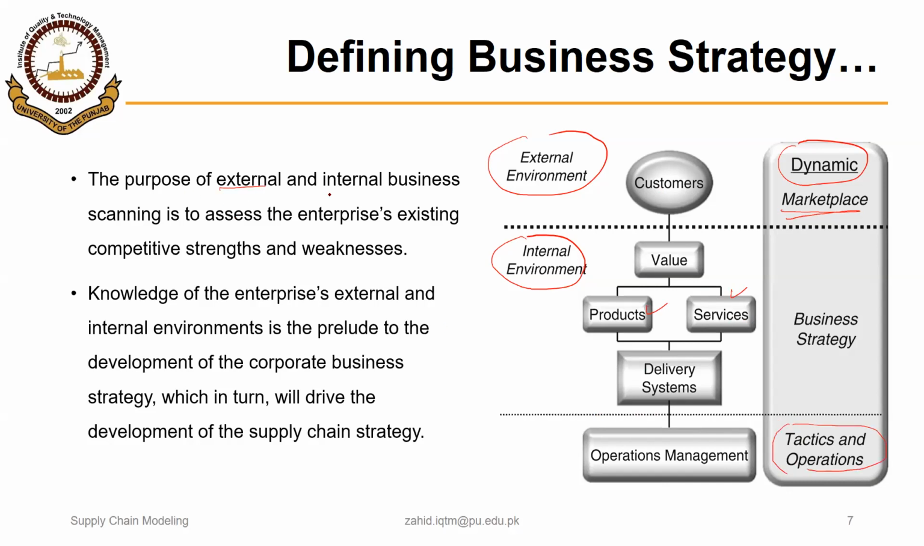So the purpose of external and internal business scanning is to assess the enterprise's existing competitive strengths and weaknesses, to understand where we are right now. And knowledge of the enterprise's external and internal environment is the prelude to the development of the corporate business strategy, which in turn will drive the development of the supply chain strategy. So this knowledge of the marketplace as well as the internal environment is important for the development of corporate strategy that helps in developing business strategy, and finally the functional strategies including the supply chain strategy.